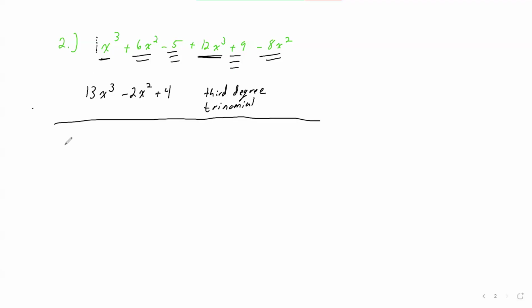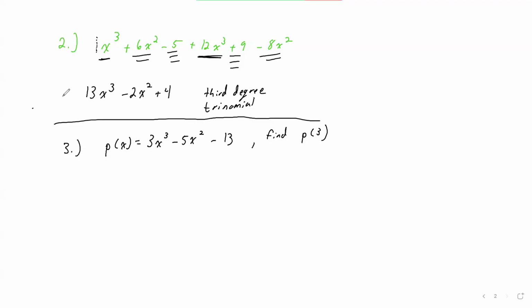So for instance, on number 3, you are given p of x, that's just the name of the function, equals 3x cubed minus 5x squared minus 13. And it wants you to find p of 3. Evaluating functions. Polynomial functions, that's fine too. Yeah, you're good.